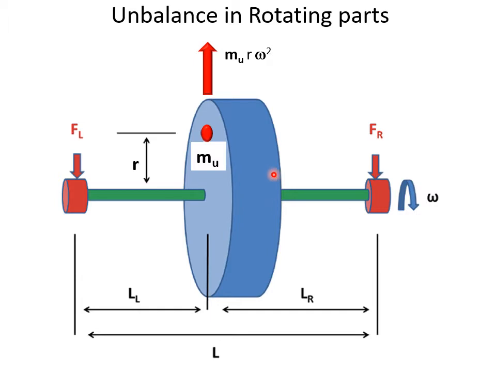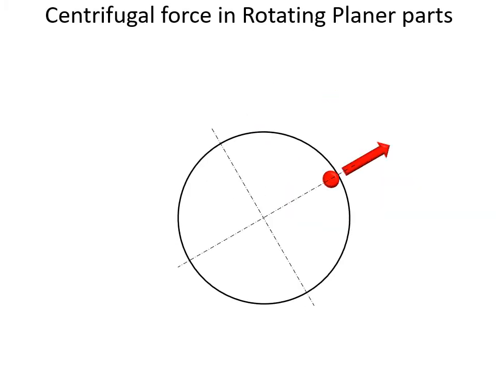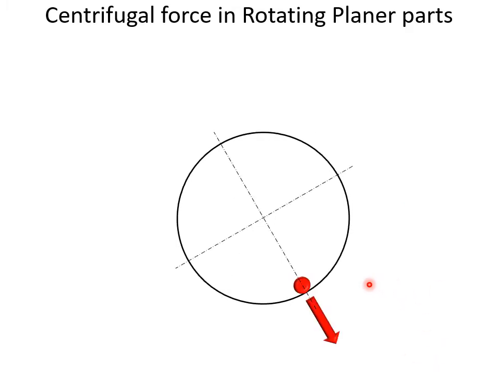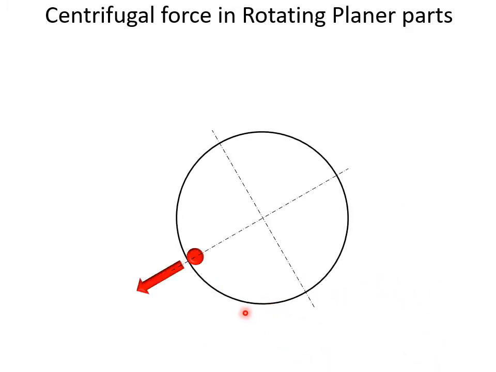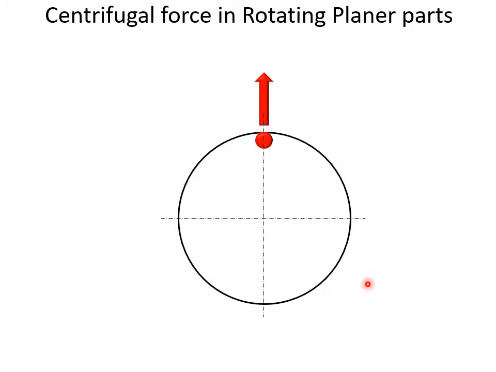For simplicity, let us consider one disk which is turning at an angular speed omega. Let us consider that there is a small amount of unbalanced mass mu which is at a radius r. Because of this unbalance, we generate a centrifugal force which is equal to mu into r into omega square, and these forces are shared by the bearings. The centrifugal force has a constant magnitude, but the direction goes on changing as the system rotates from 0 to 360 degrees.